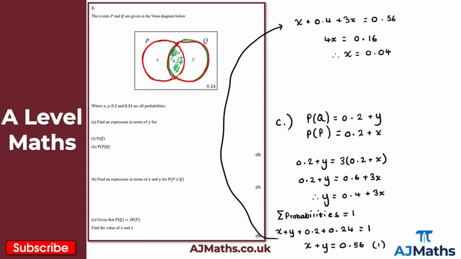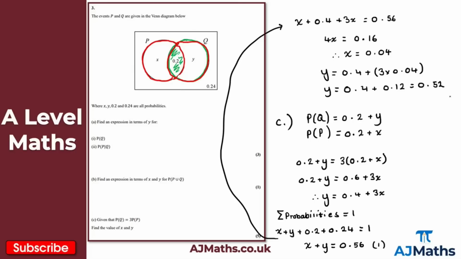So now we just need the value of y here. And in this case, because we've already got this equation here, y equals 0.4 plus 3x, we can now find the value of y. If I substitute x equals 0.04 in, y is equal to 0.4 plus 3 times 0.04. In that case, I get y is equal to 0.4 plus 0.12, giving me 0.52 there. Okay, and there we have it. So that's the value of x, 0.04, and the value of y, 0.52 there.